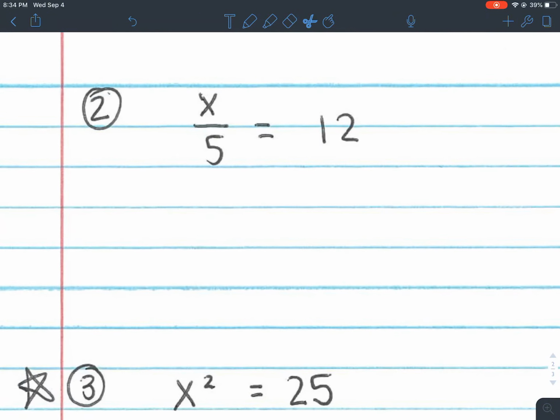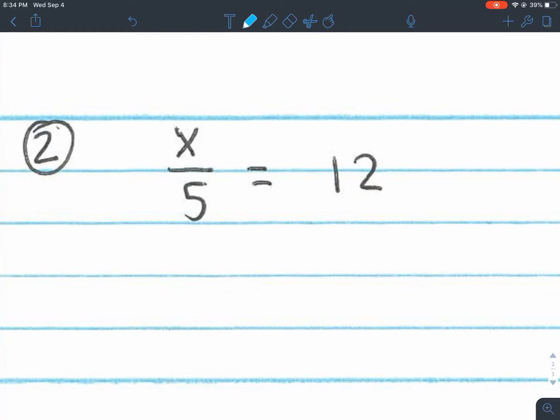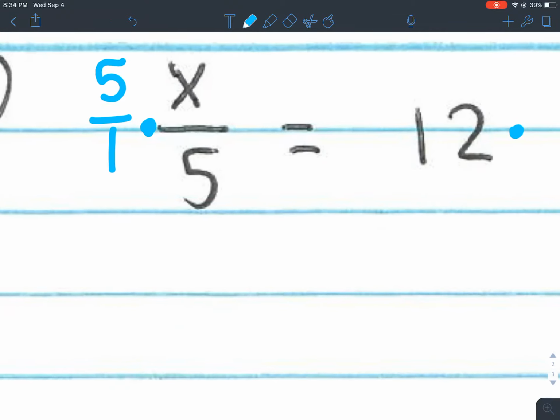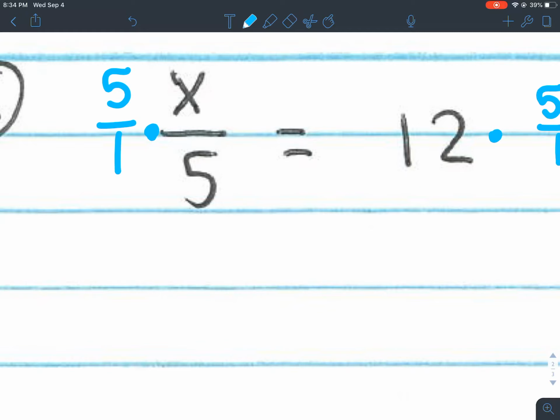Number 2, I have x divided by 5 equals 12. I want x by itself, and it's connected to 5 by division. So in order to get rid of division, I have to multiply. I'm going to multiply this by 5 over 1, because 5 over 1 is just 5, and I'm also going to multiply the other side by 5 over 1. Over here, I have 5 in the numerator and 5 in the denominator, so these cancel because 5 divided by 5 is just 1.